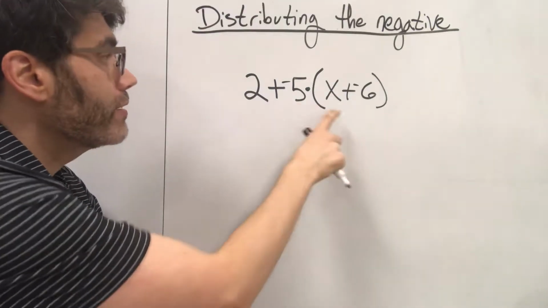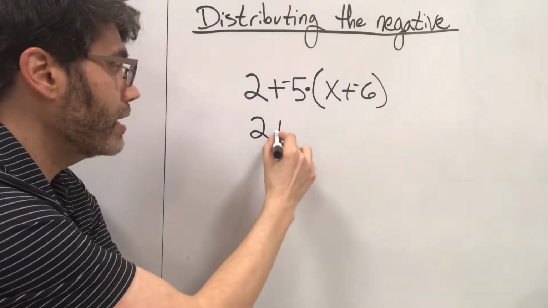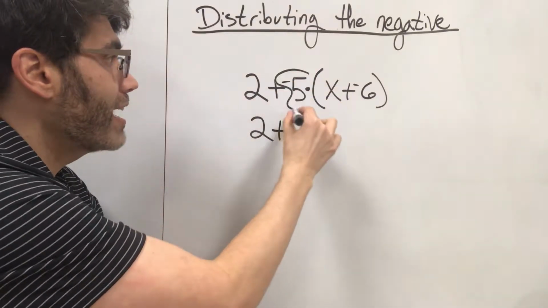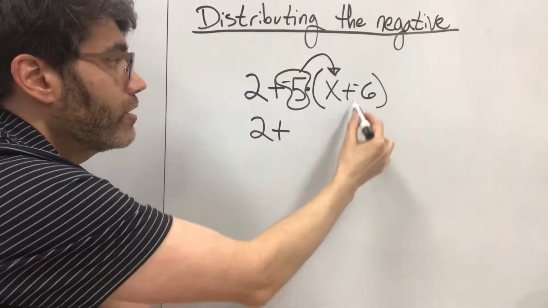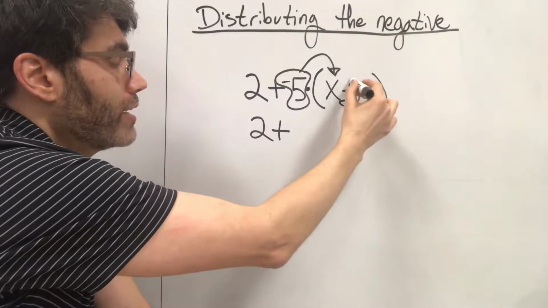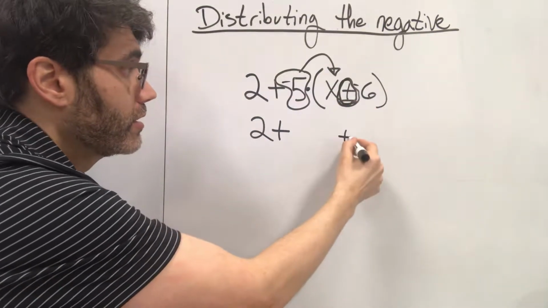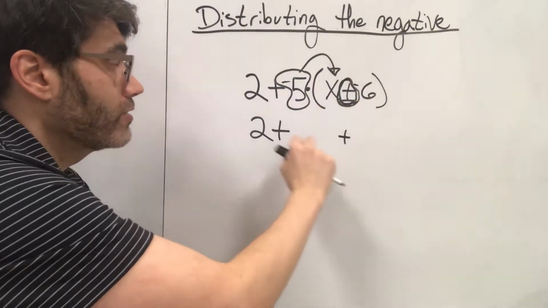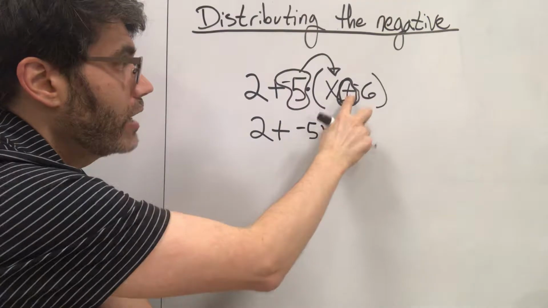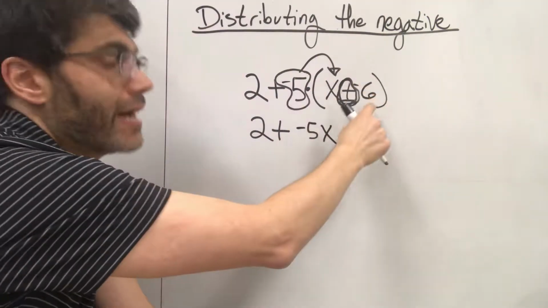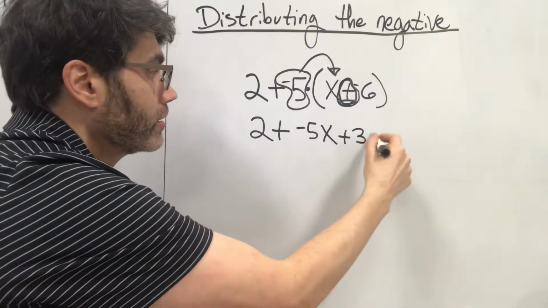Okay, now that we have safely done this, we can bring down the 2 because the 2 is not being added to anything quite yet. 2 plus, and then this negative 5 is going to be distributed over to this x. You have to honor whatever operation is in here. So this operation is plus, and then we'll multiply negative 5 times negative 6. Negative 5 times x is negative 5x plus negative 5 times negative 6. Two negatives multiplied give us a positive product, in this case positive 30.